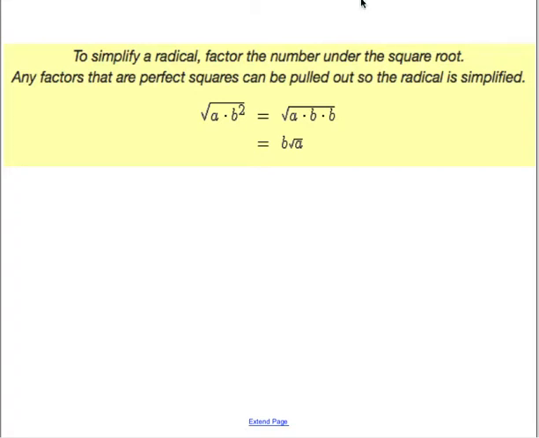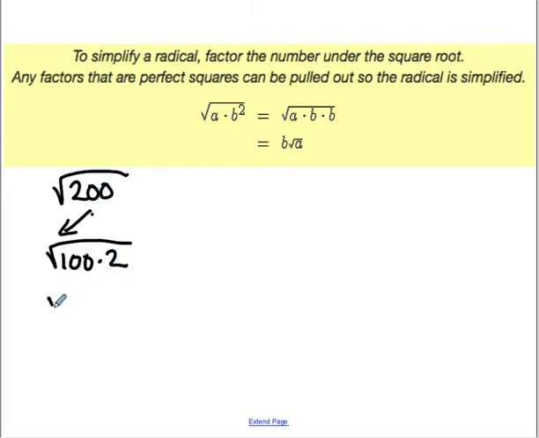So if we took a number like the square root of 200, if I think about my perfect squares, I could rewrite this as the square root of 100 times 2. 100 is the largest perfect square that divides 200, and so we could rewrite this as 100 times the square root of 2. And we know that the square root of 100 is 10, and so we can simplify this to 10 square root 2.